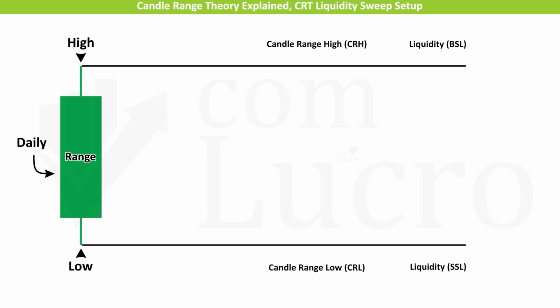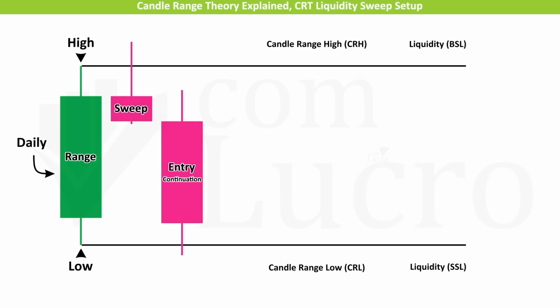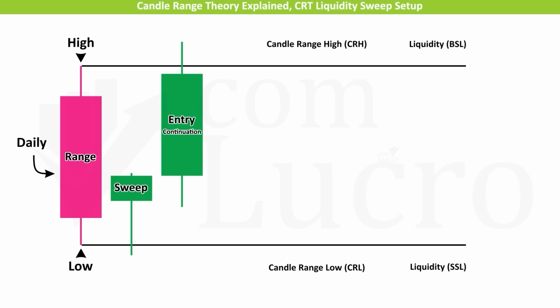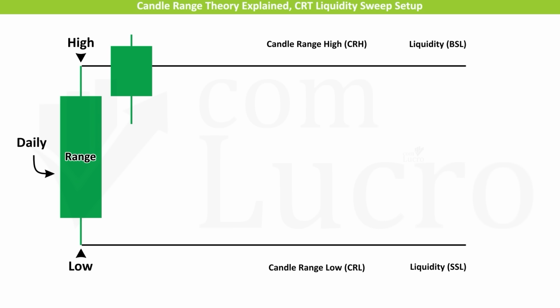Now, when the second candle moves above the CRH and then quickly returns inside the range, that movement is called a liquidity sweep. In many cases, once liquidity is taken on one side, price will rotate toward the opposite side of the range. The same logic applies in reverse. If price sweeps below the CRL and closes back inside the range, it often seeks the liquidity resting near the candle range high. However, there is an important condition.